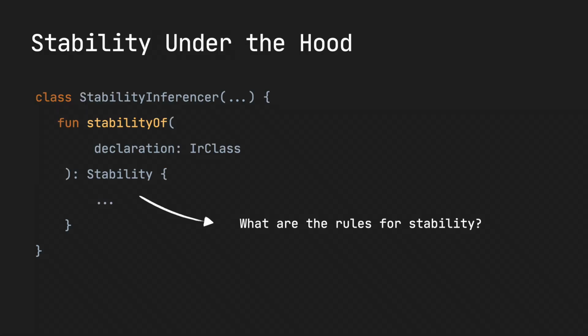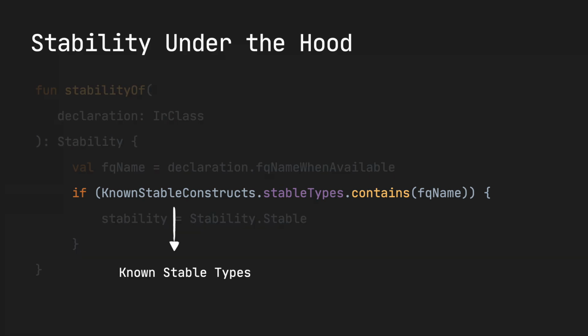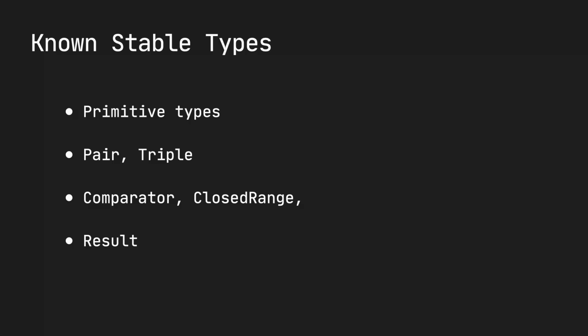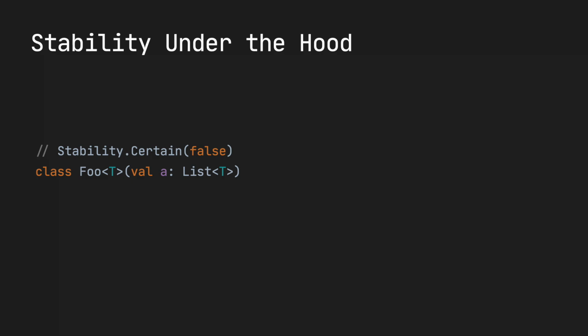So what are the rules for stability? The first rule that it has to check is whether you're using types that are known to be stable. So it has something called known stable constructs, and what it's able to do is check whether you're using a primitive type, or a Result or a Pair or Triple, and if you are, then it's going to mark it as stable. Certain things are unstable, like for example this generic right here. This will get mapped to a Stability.Certain with a false. This makes it unstable.